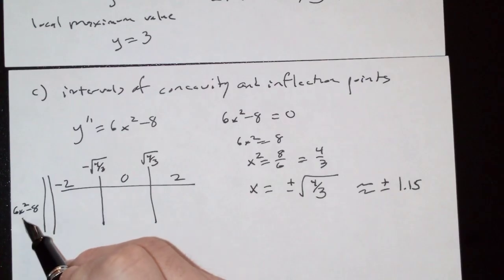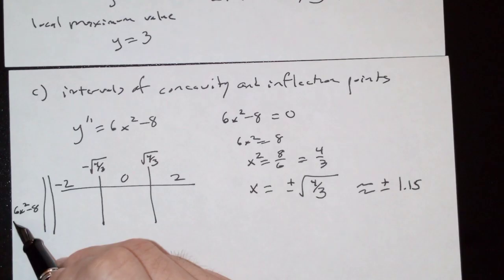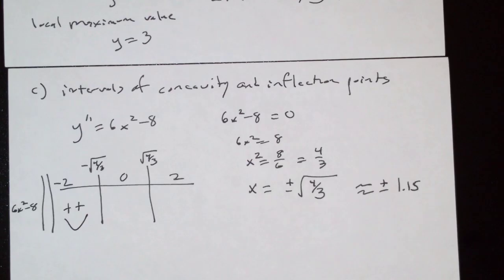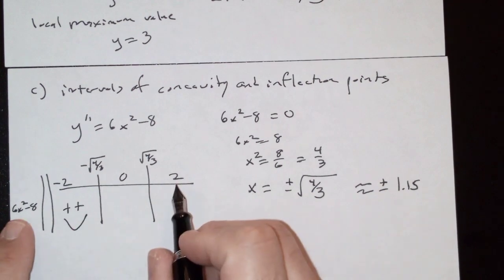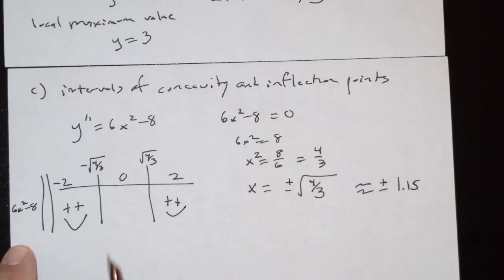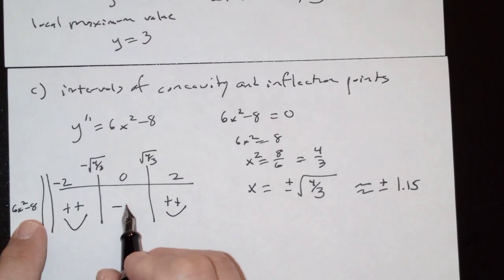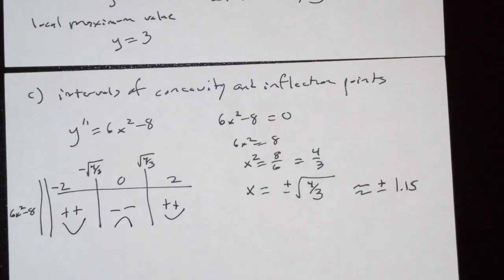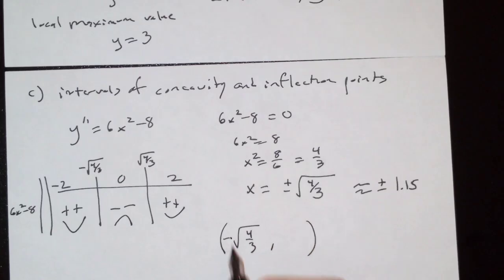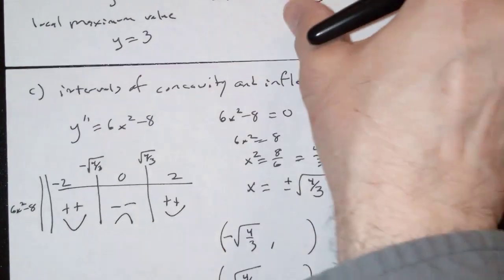-2 squared is 4. 4 times 6 is 24. 24 minus 8 is 16. There's my stupid little smiley face. If I'm positive, I'm concave up. 2 squared is 4. Hey, this is going to give me the same answer. 24 minus 8 is 16. When I put in 0, I get 0 minus 8. That's negative. We're concave down. My concavity does change. It changes at that point.